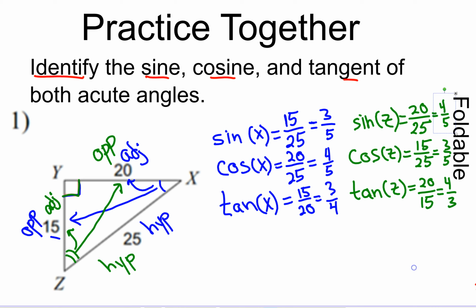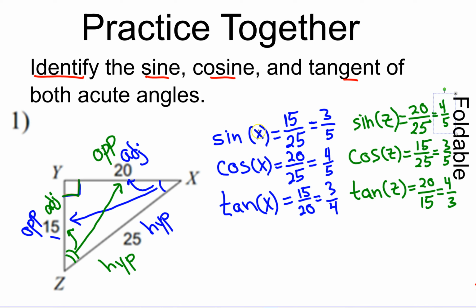Now, before we move on, I want to take a look at the relationship between the angle x and the angle z functions. So if you look at x, the sine of x was 3/5. If we look at the sine of z, that was 4/5. So they're not the same, and they shouldn't be the same. It's two different acute angles.